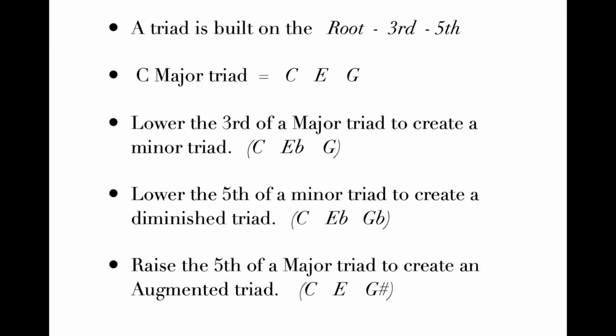So let's review what we've gone through in this lesson. A triad is built on the root, the third, and the fifth. A C major triad is made up of C, E, and G. To create a minor triad, we have to take the third scale degree and lower it by a half step. A diminished triad is very similar to a minor triad, but you're also going to lower the fifth scale degree. And to create an augmented triad, it's very similar to the major triad, but we're going to raise the fifth scale degree.